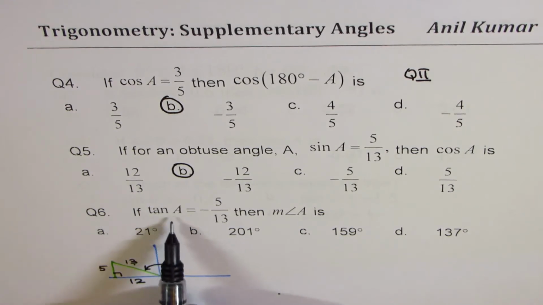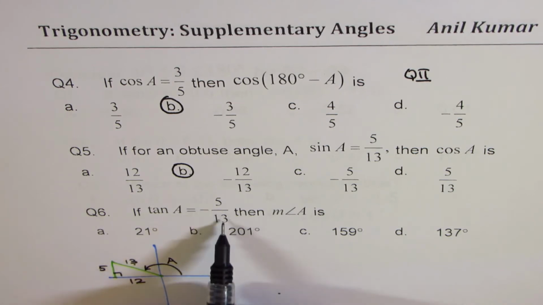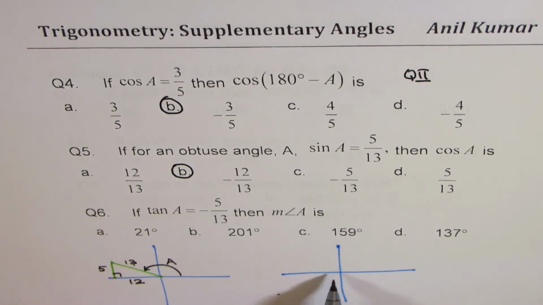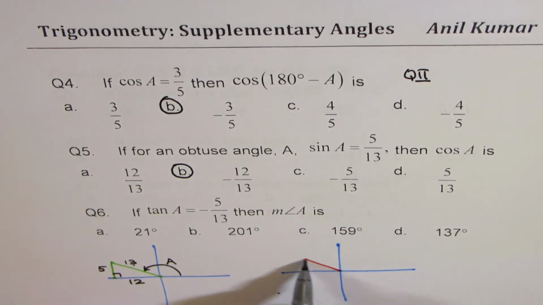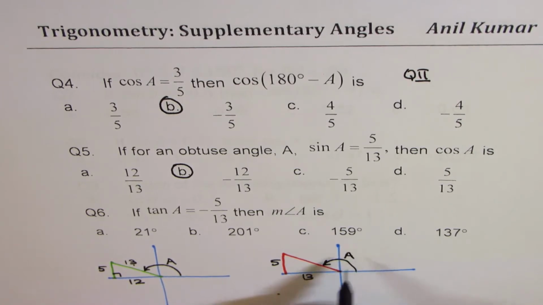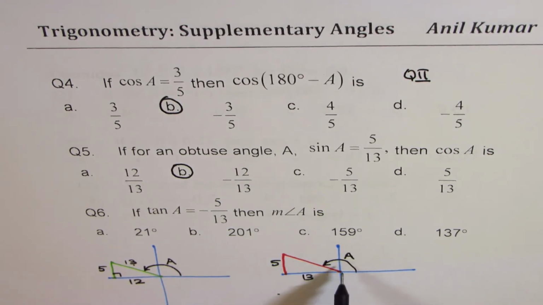Question 6. If tan A is minus 5 over 13, in this particular case, the triangle is different. So let me make this triangle separately now. One should not get confused. We're saying tan A is minus 5 over 13. So that basically means that the base here is 13, right? That is the angle A we are talking about. So what is the measure of the angle?